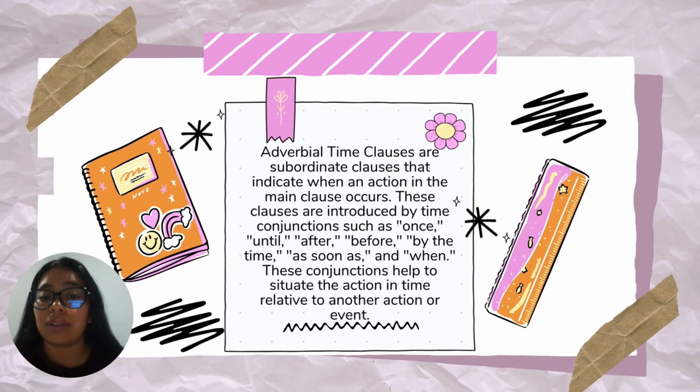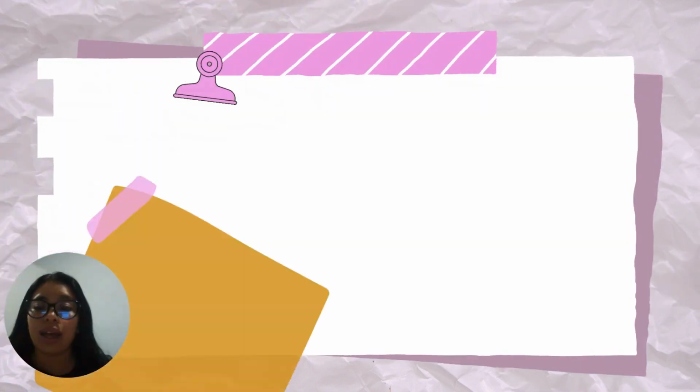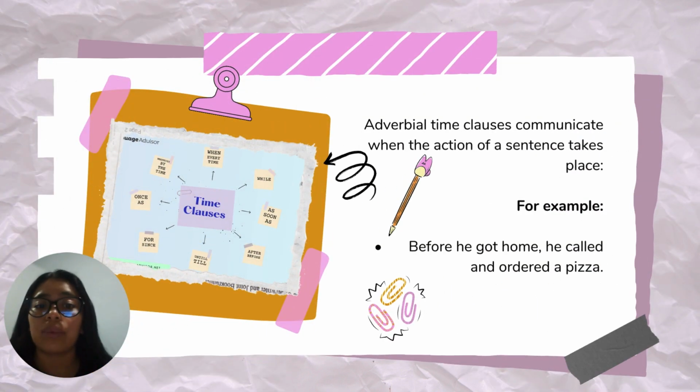Adverbial time clauses are subordinate clauses that indicate when an action in the main clause occurs. These clauses are introduced by time conjunctions such as once, until, after, before, by the time, as soon as, and when. These conjunctions help to situate the action in time relative to another action or event. The adverbial time clauses communicate when the action of a sentence takes place. For example, before he got home, he ordered a pizza.